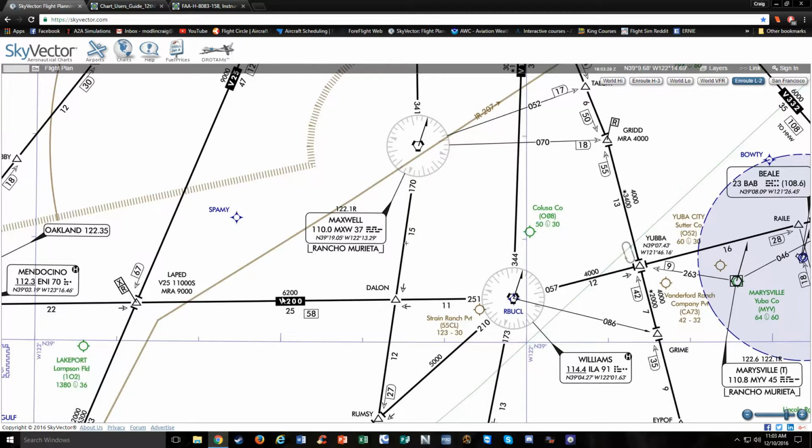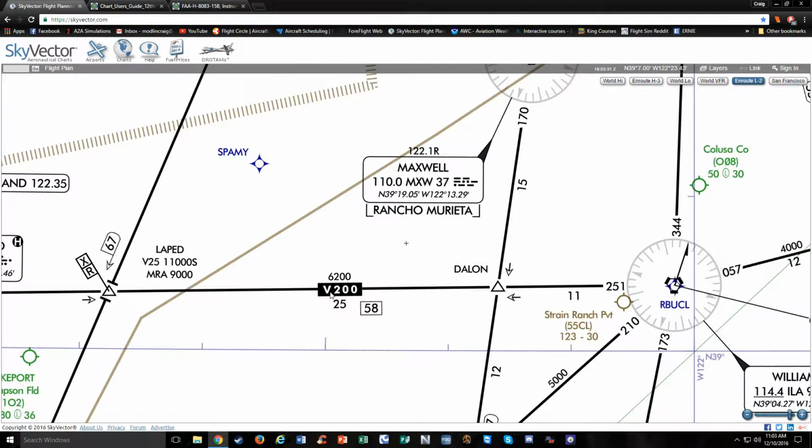So this first altitude is going to be the minimum Enroute altitude, or MEA. If you look right here, we have 6,200 feet. That is the minimum Enroute altitude for Victor 200. What that does is it guarantees terrain clearance of at least 1,000 feet in non-mountainous areas and 2,000 feet in mountainous areas. And it also guarantees navigation signal coverage.